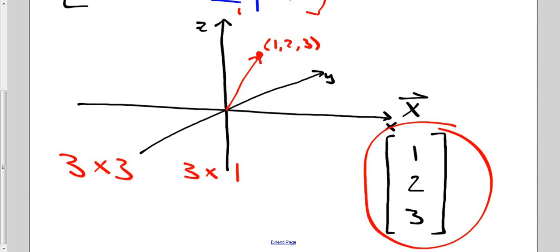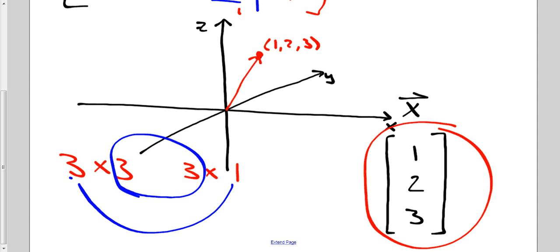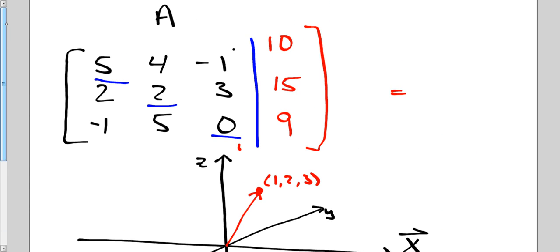There are 2 checks that I need to do to even know that multiplication by a matrix is possible. First check: these inside numbers need to match. If these are the same, then I can do the multiplication. My second check is, what are the dimensions of my result going to be? And that is right here. It's going to be a 3 by 1 matrix. And what did I get when I multiplied A times X? I got a 3 by 1 matrix.